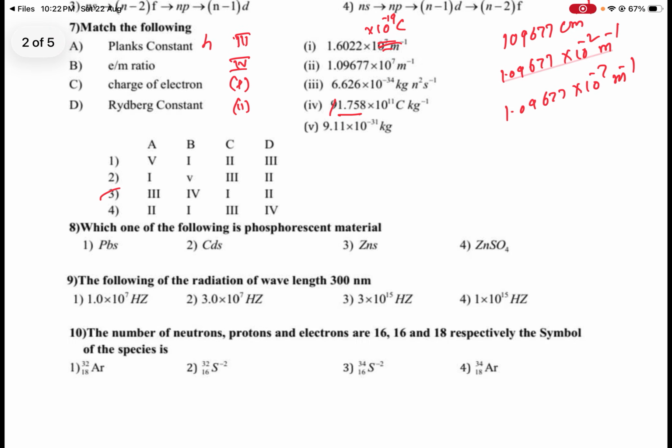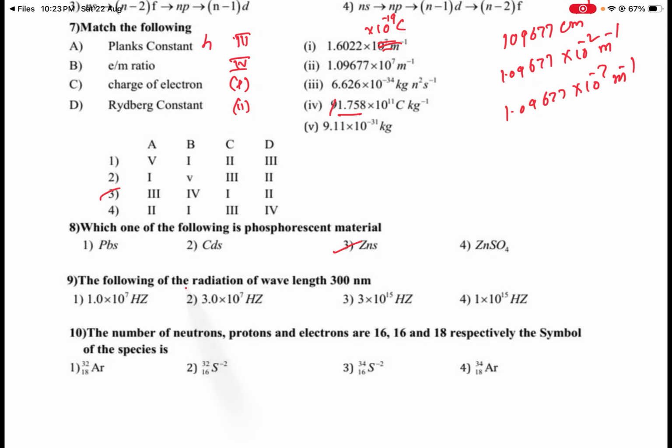Okay. Next, which one of the following is a phosphorescent material? A phosphorescent material absorbs light energy and re-emits this energy as a glow in the dark. In the given options, PbS, cadmium sulfide, zinc sulfide, and ZnSO4, ZnS exhibits phosphorescence. Zinc sulfide absorbs light energy and it is activated with copper and silver. Okay. So ZnS is the phosphorescent material.